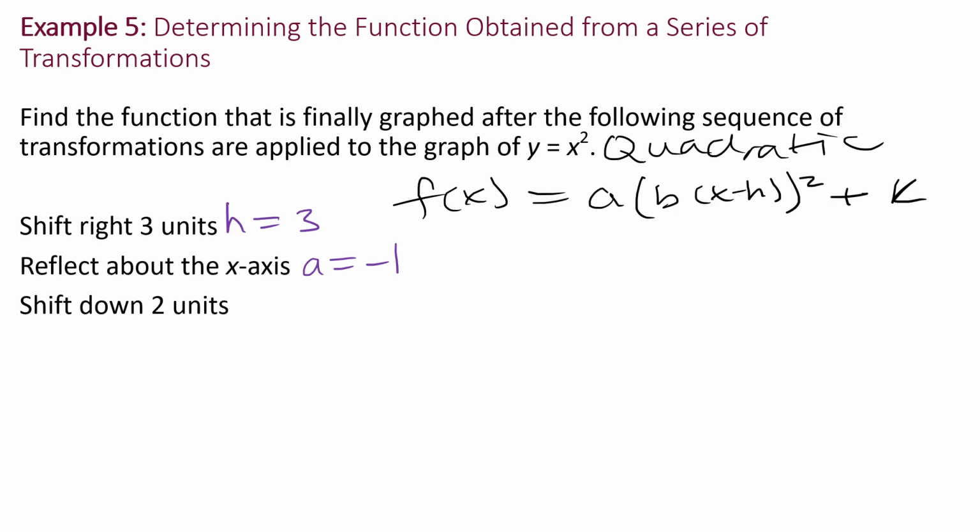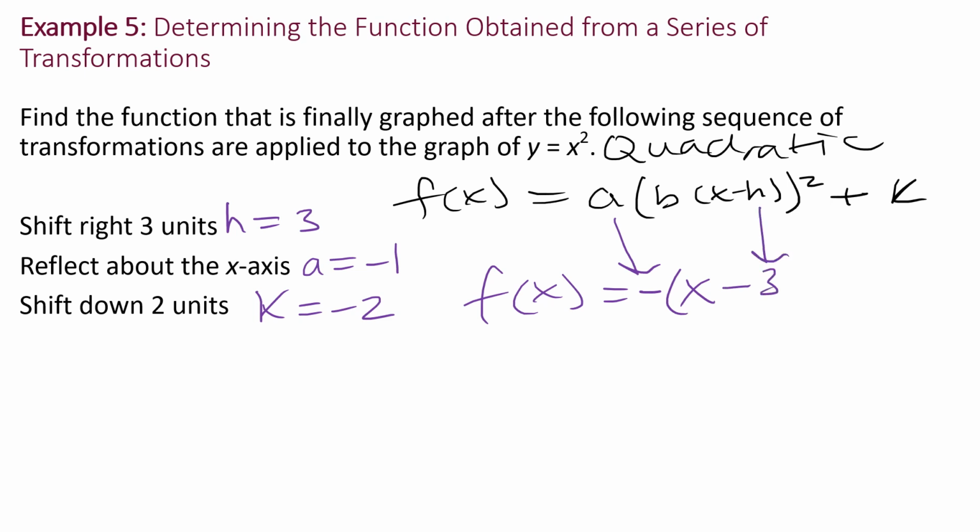We want to shift down 2 units. It's going to be our K, and K is going to equal -2. Because it mentions nothing about a stretch or compress for B, do I have to worry about it? No. So we're just going to plug in what we know. So this function would be, what is A? -1. Do I need to write the 1, or can I just put a negative? I could just write the negative. So A is negative. I don't have to worry about the B. My x is going to be there. What is H? H is 3.